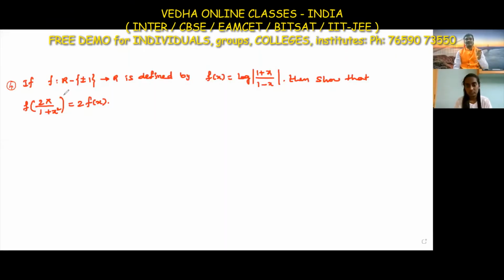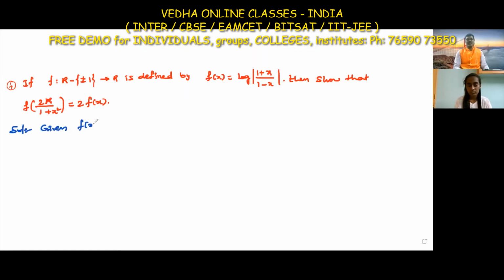If f maps from R minus {plus or minus 1} to R is defined by f of x is equal to log mod (1 plus x) divided by (1 minus x), then show that f of (2x divided by 1 plus x square) is equal to 2 into f of x. So what is given here? f of x function is given. So first I am writing the given function.